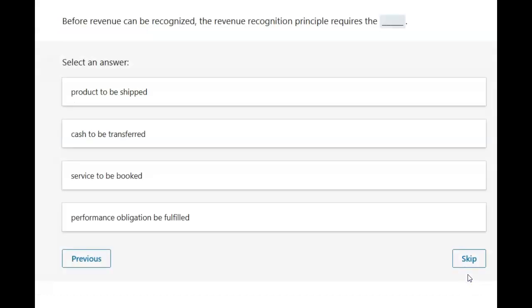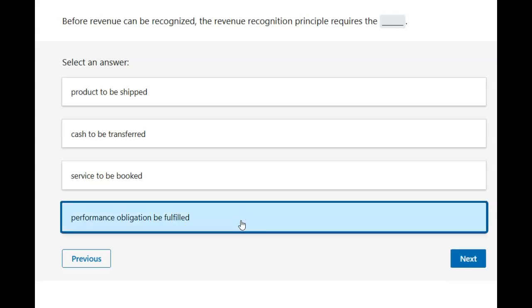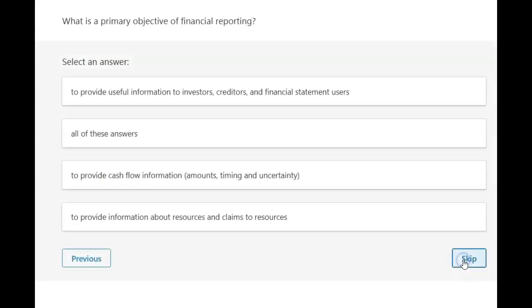Before revenue can be recognized, the revenue recognition principle requires that the product be shipped. No, that's not the case. It requires that the earnings process is complete, and it's not concerned with cash to be transferred. Now, if it's services, we want to say services that are completed, not necessarily booked. So when we're talking about completing our obligations, I think performance obligations to be fulfilled is the best choice.